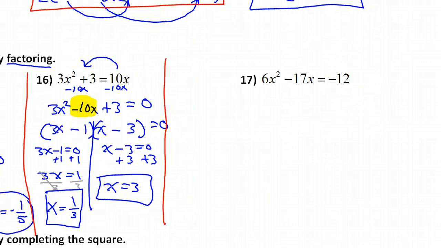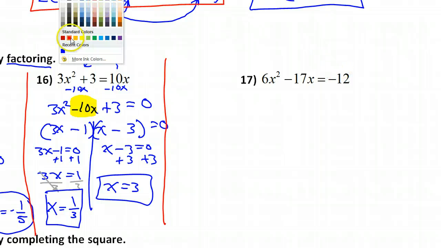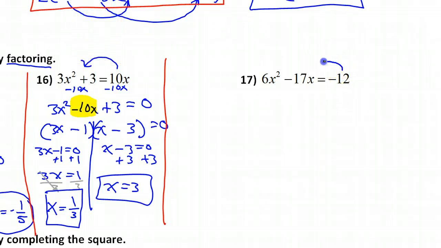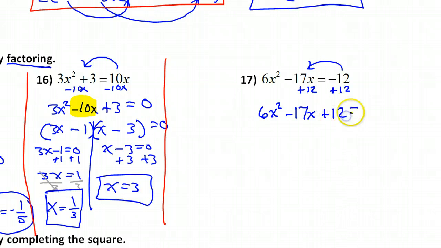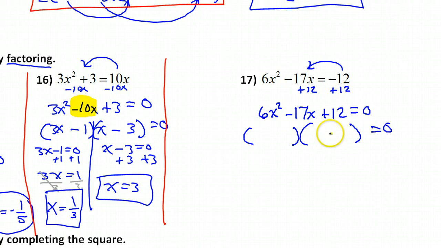Okay, finally number 17. Again, this 12 needs to get over here, so I'm going to add 12 to both sides. So that's going to give me 6x squared minus 17x plus 12 equals 0. That's a prime number, so no common factor. So once again, I go straight to binomial times a binomial.